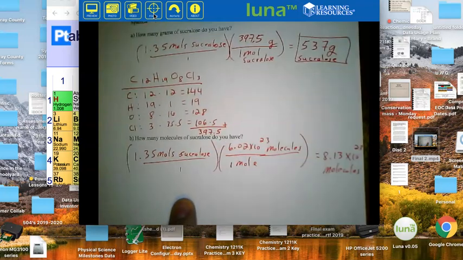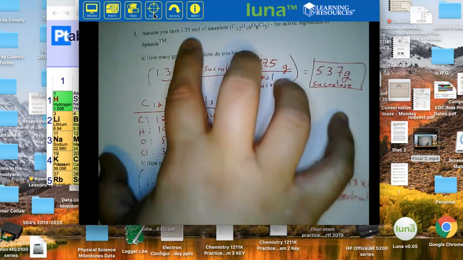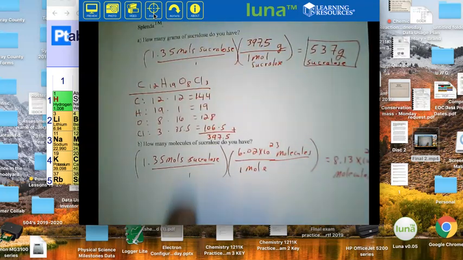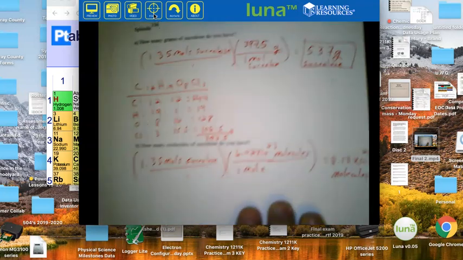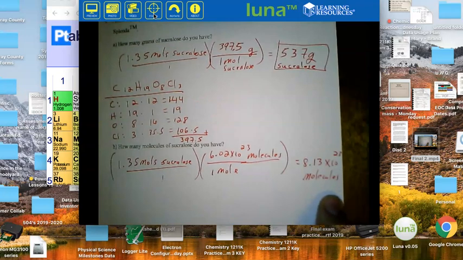And then part B, how many molecules do you have? Well, I can start back at my given information. I have 1.35 moles. So I know I can convert moles to molecules using Avogadro's number. So when I do that, I get 8.13 times 10 to the 23rd molecules.